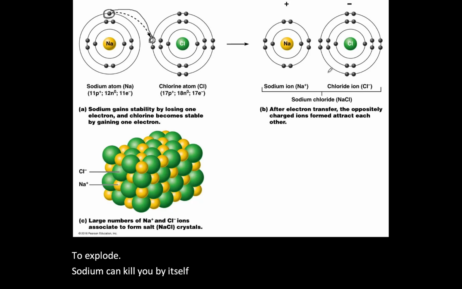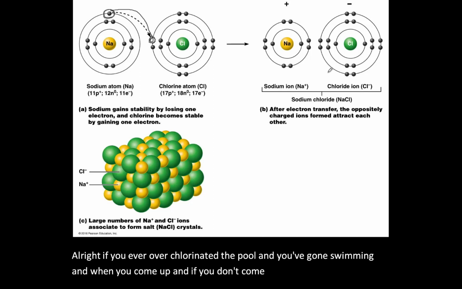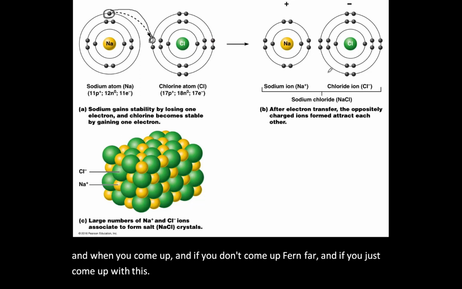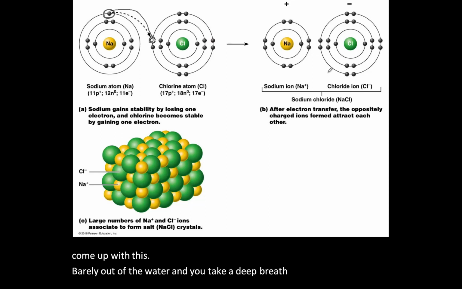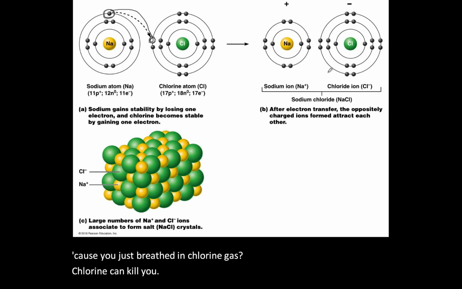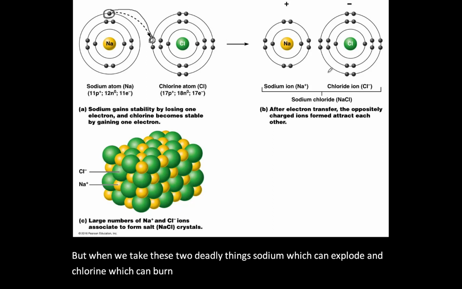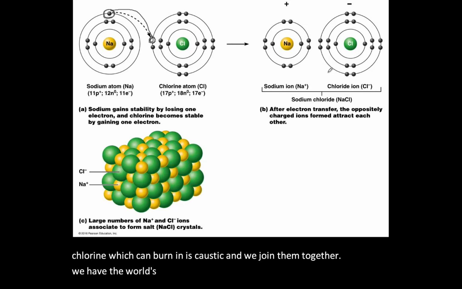Chlorine is a gas. If you've ever over-chlorinated the pool and you've gone swimming and when you come up, and if you don't come up far enough, you just come up barely out of the water and you take a deep breath in, your lungs burn. Why? Because you just breathed in chlorine gas. Chlorine can kill you. But when we take these two deadly things, sodium, which can explode, and chlorine, which can burn and is caustic, and we join them together, we have the world's most widely used preservative and seasoning, salt.